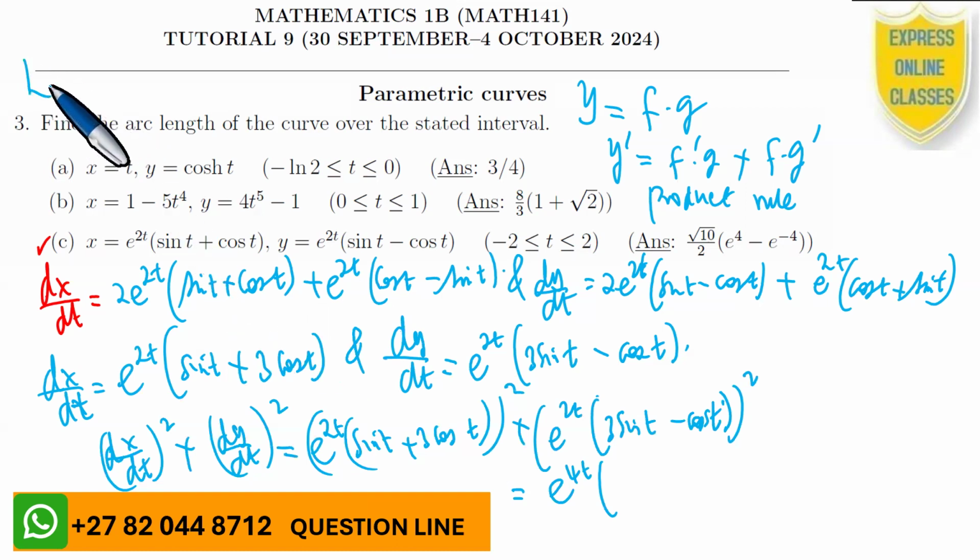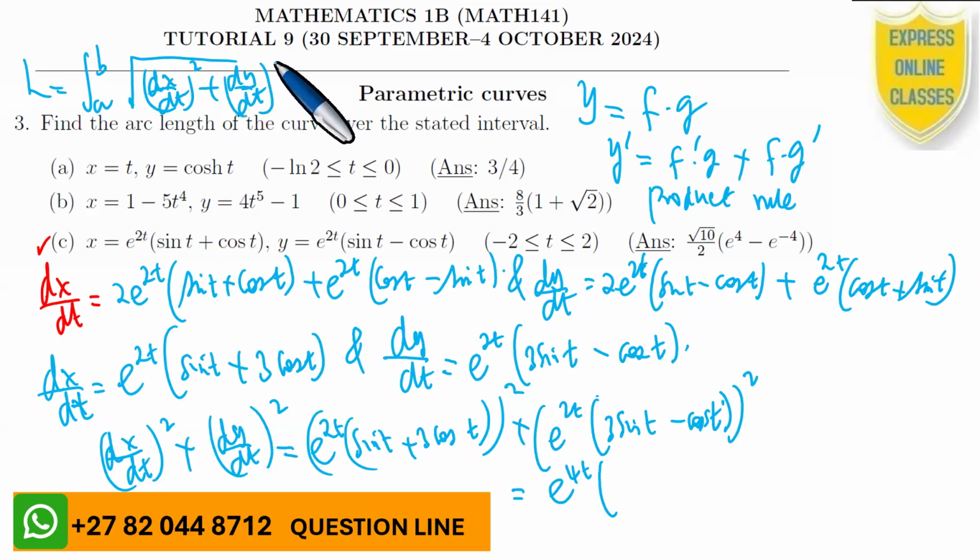The arc length is the integral from a to b of the square root of (dx/dt) squared plus (dy/dt) squared dt. So this is exactly what we need to do. Now when you have the sine of t, okay, this is the formula. So we need to square: we need (dx/dt) squared plus (dy/dt) squared.